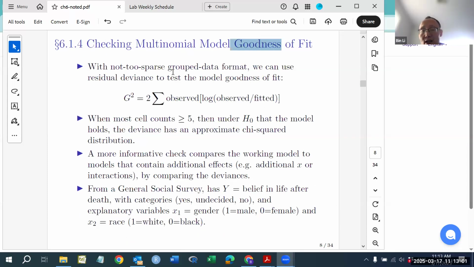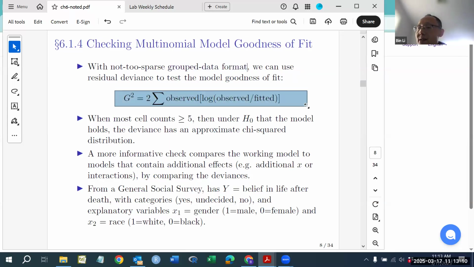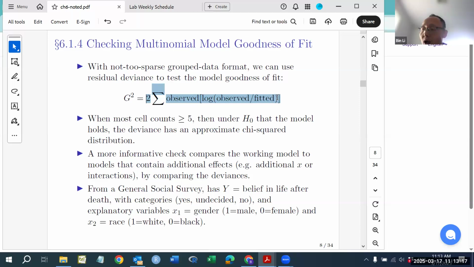But let's say if we have a grouped data format, then we can use the goodness of fit test. The condition is that the goodness of fit test uses the chi-square approximation. The test statistic approximately follows a chi-square distribution, and that approximation is based on the cell counts, for which most of the cells should be no less than 5.